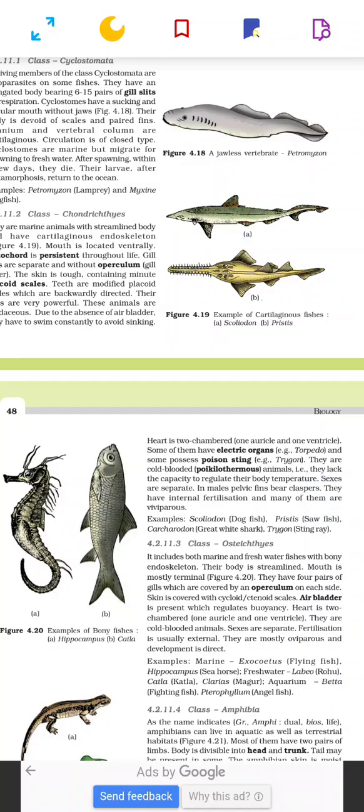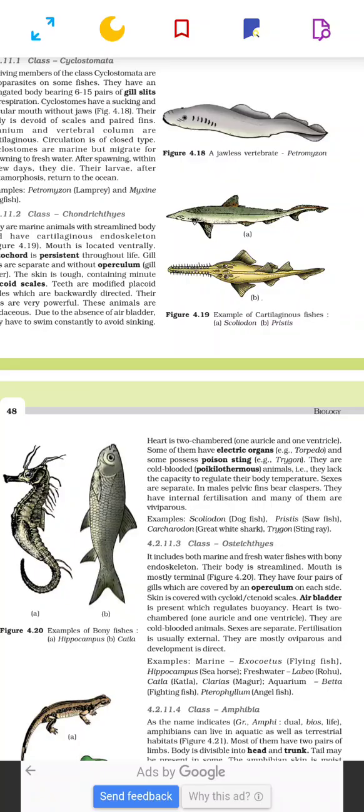It includes both marine and freshwater fishes with bony endoskeleton. Their body is streamlined, mouth is mostly terminal. They have four pairs of gills which are covered by an operculum on each side. Skin is covered by cycloid or ctenoid scales. Air bladder is present which regulates buoyancy.